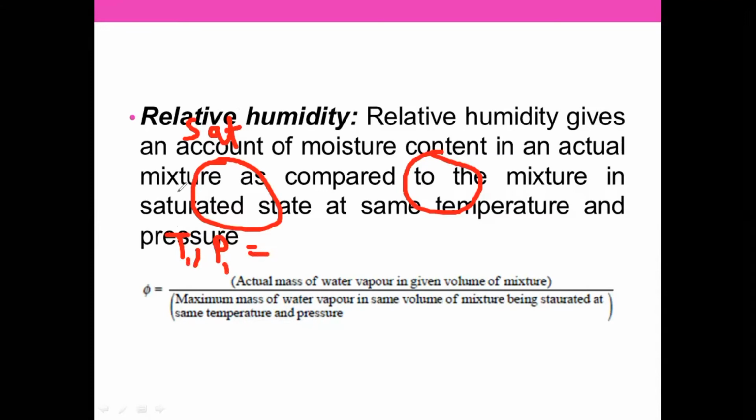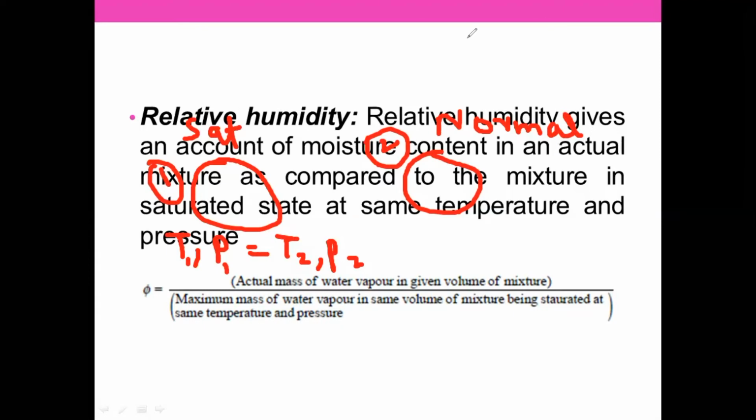T1, P1. This is considered state 1. This is considered state 2. T1, P1 is equal to T2, P2. Okay, so this is at saturation. This is at normal state. It cannot be a saturated state. Sorry, it may be a saturated state, or it may not be a saturated state. Let us consider this as the normal state.